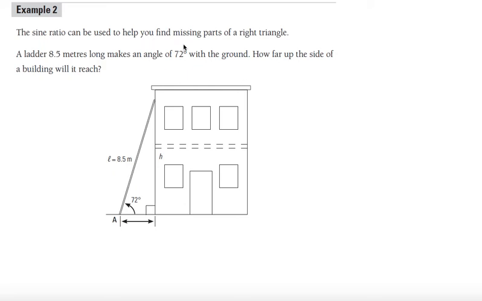Ratio to help us find missing parts of a right triangle. Now, hopefully you've read through your notes and you've seen that the sine of an angle, it's always the sine of an angle. It's not sine times an angle, it's the sine of an angle. We often call angles things like theta or whatever. Sine of an angle, that's a theta sign, just in case you're wondering. It's a Greek letter. We won't get into that.